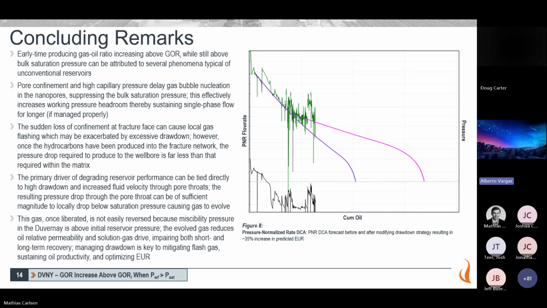How do you know that it's not just a holdup effect of the oil and changing fluid rheology in the vertical section, as in the gas coming out of solution within the wellbore itself?